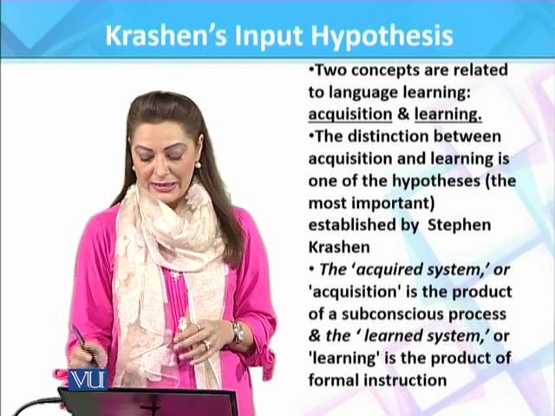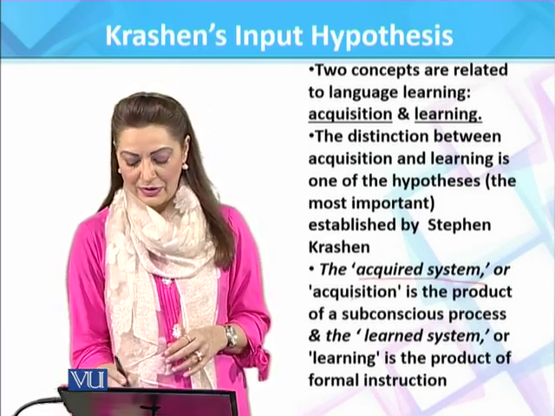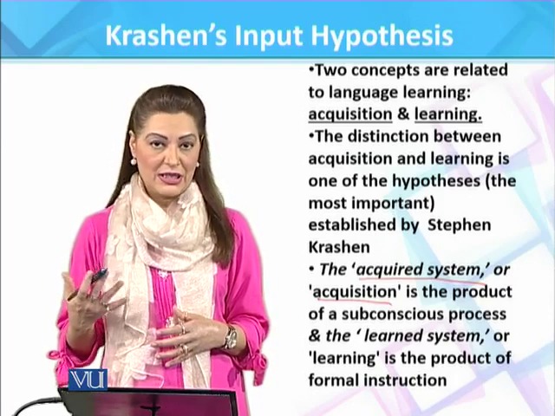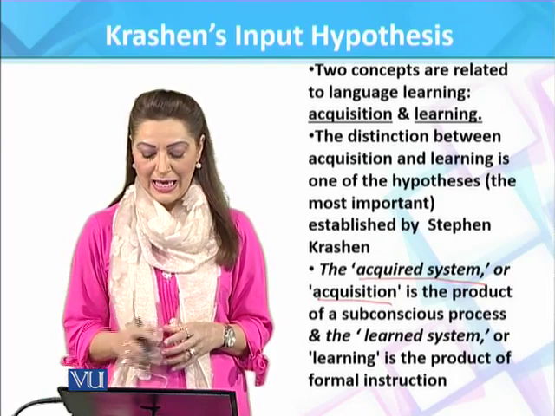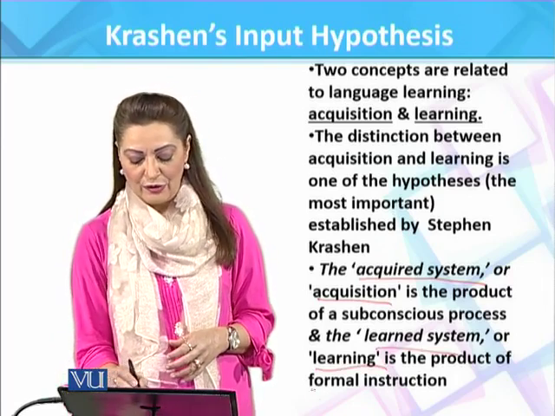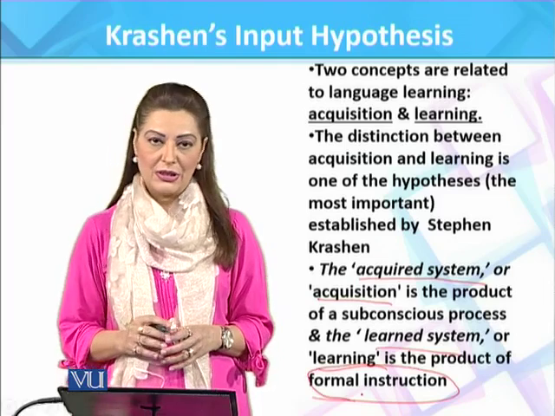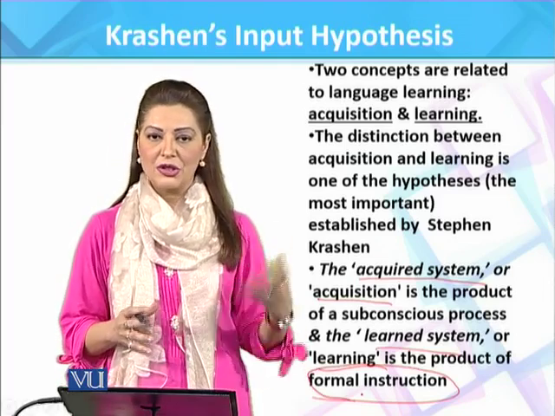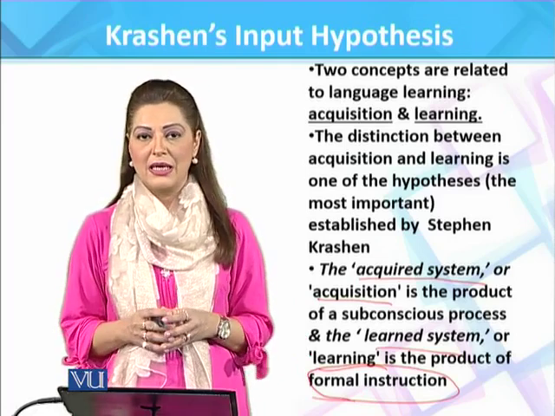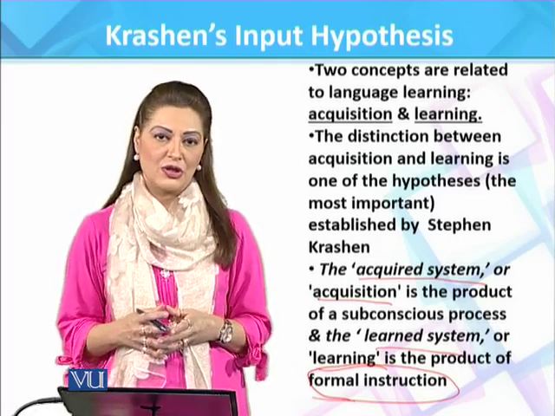The acquired system, or acquisition, is the product of a subconscious cognitive process, and the learning system, or learning, is the product of formal instruction. So that's the difference: acquisition is the subconscious process, whereas learning is based on formal instruction.